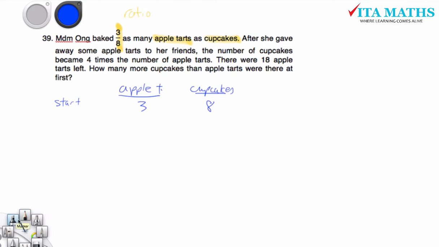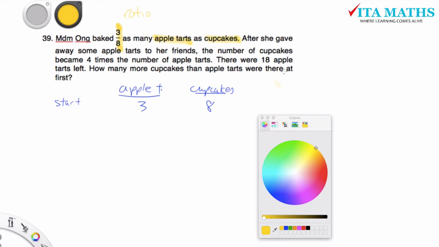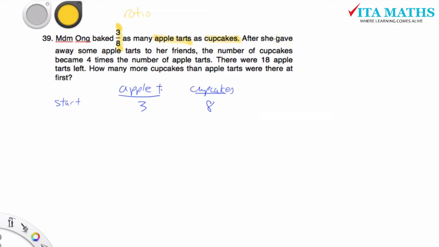And here the question says that after she gave away some apple tarts to her friends, number of cupcakes becomes 4 times the number of apple tarts. Okay, and there were 18 apple tarts left. So these are some of the clues. You've got the number of times, you've got a fraction, and you've got this number. This number, you of course must equate it to some units. Which is like this 3:8. This is 3 units versus 8 units. And this is 4 times the number of apple tarts.